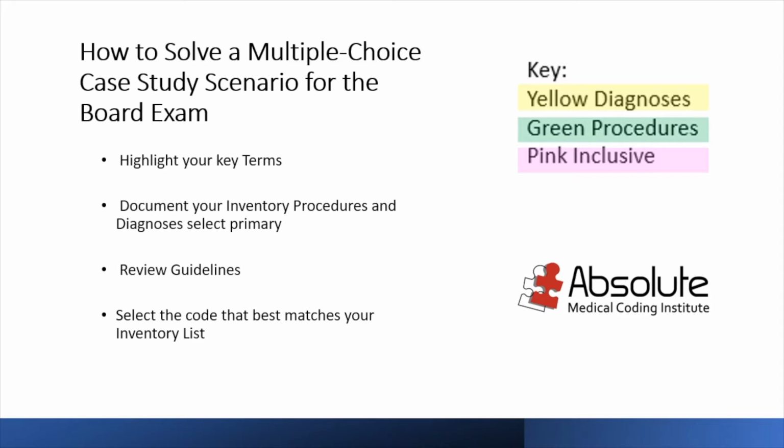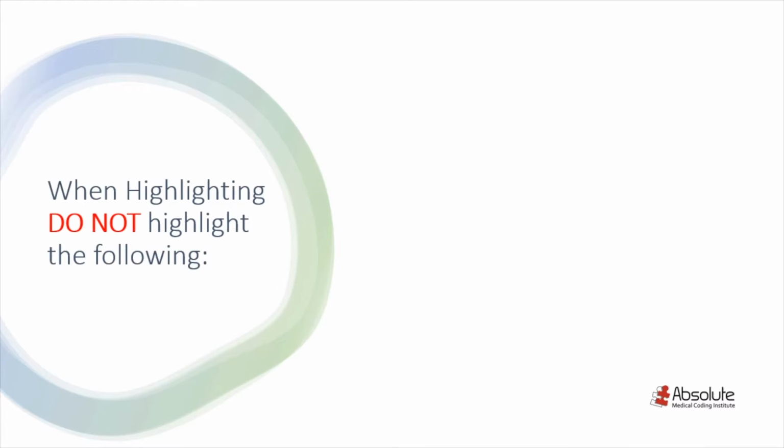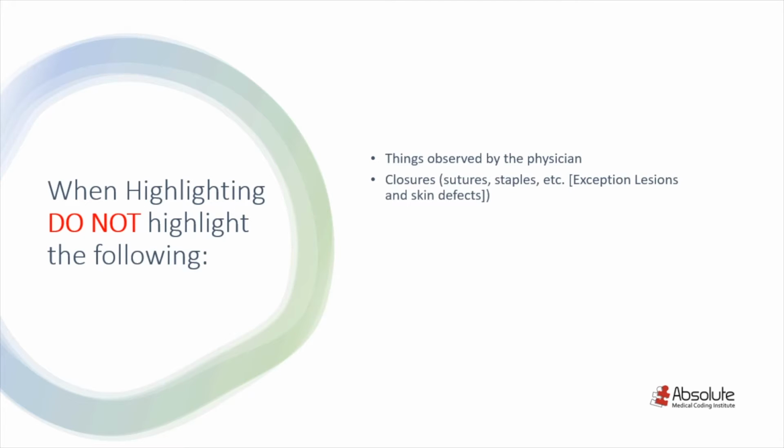All right. So here are some do nots. When you're highlighting, you can kind of get discombobulated, so we've compiled some things that you don't even have to highlight. Number one, don't highlight things observed by the physician because you cannot code for them. Number two, don't highlight closures. If a provider or surgeon is closing up a surgical site, there's no need to highlight it.